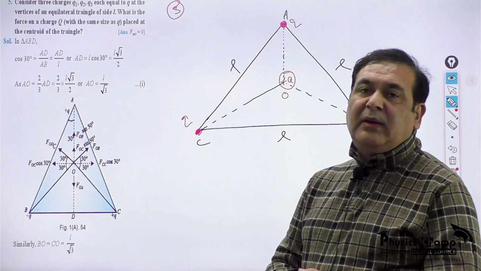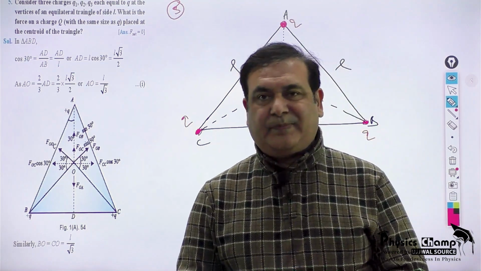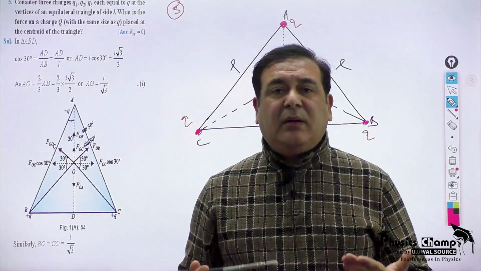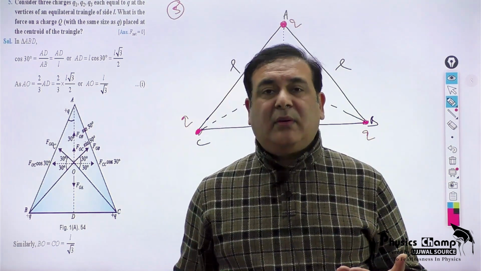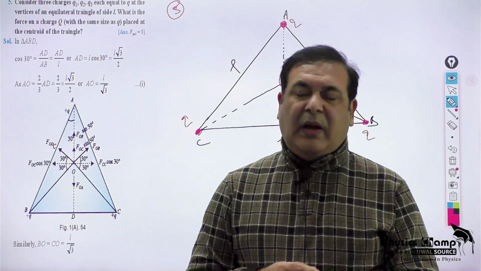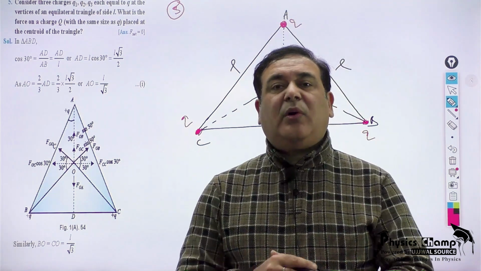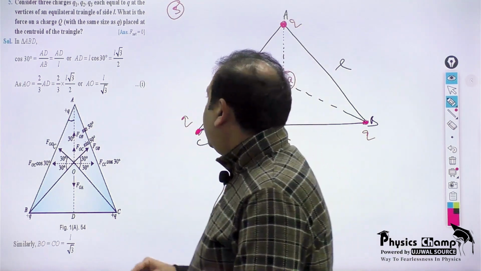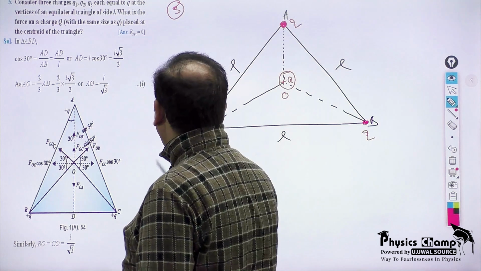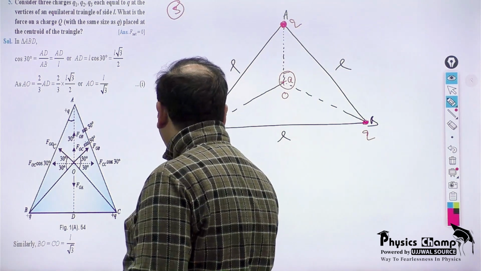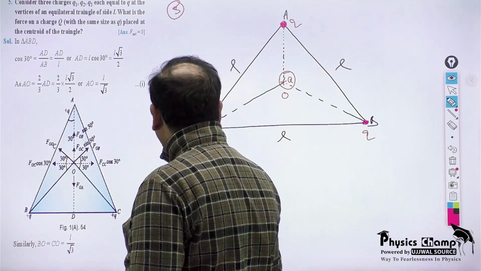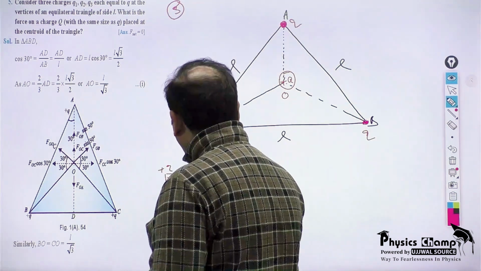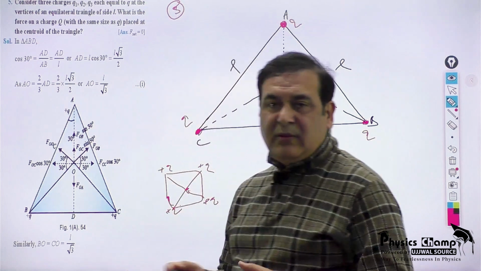What is going to be the net force on it? Now, by the symmetrical distribution of charge concept, the net force on the charge capital Q at the centroid should be 0. It is like the case where you have a square, and on each corner of the square you have a charge Q, and you are looking for the net force on a charge at the center. It should be 0.